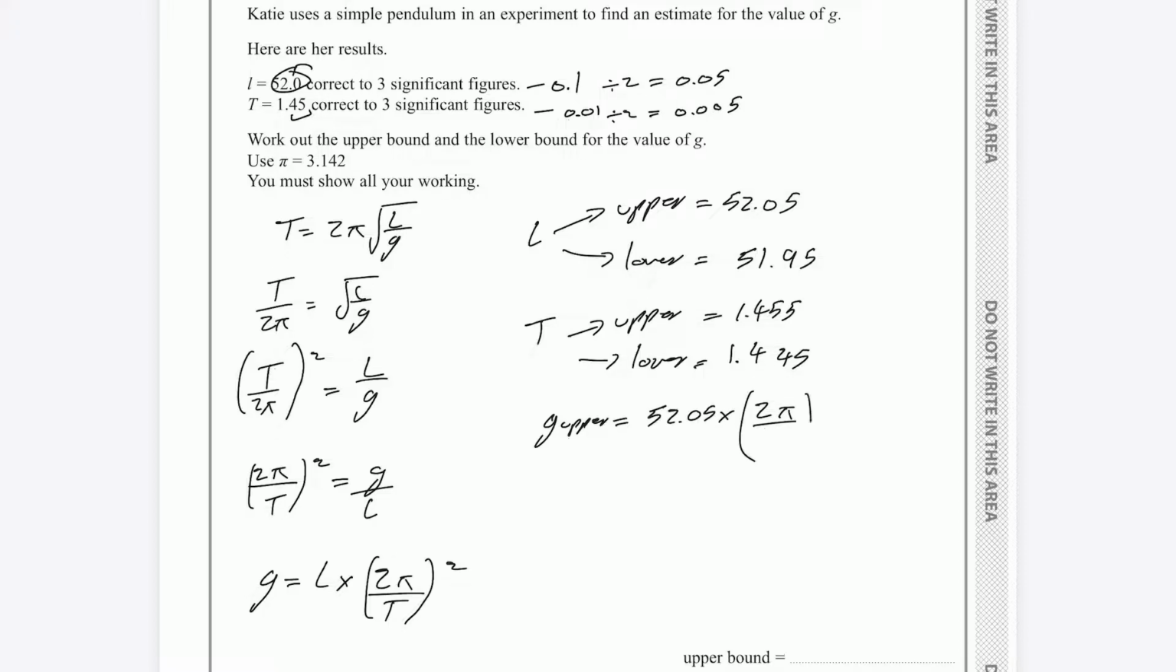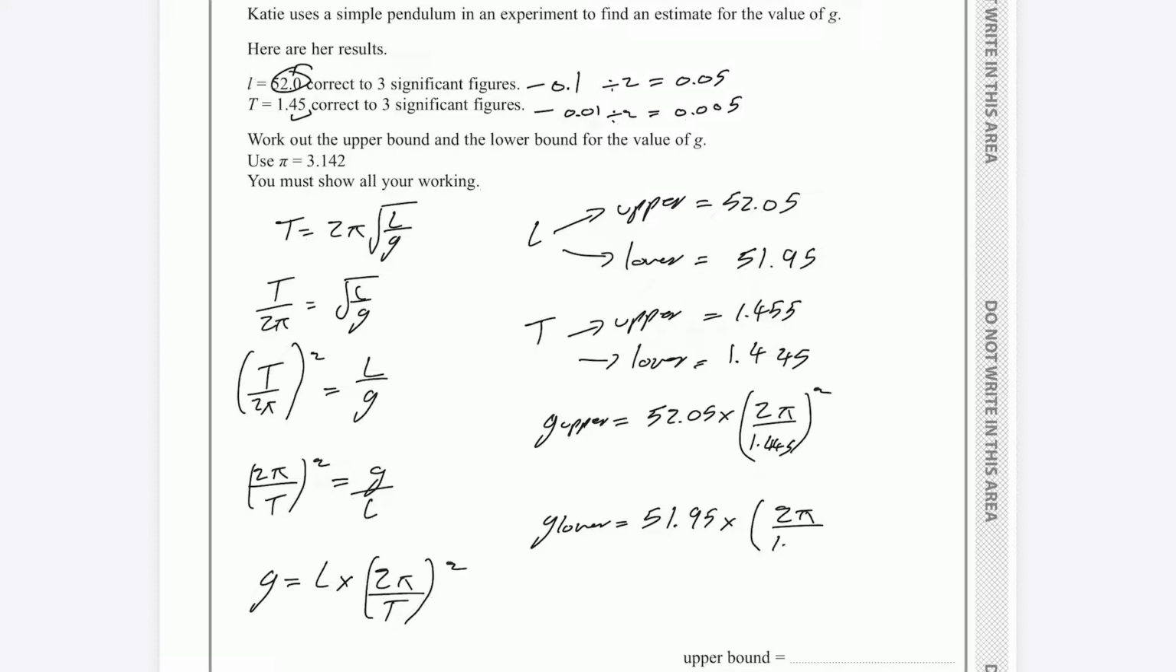and this is where it can get confusing. To work out g upper, we are going to use the upper bound of L, but we're going to use the lower bound of T because that will give us the highest value. So in order to make a fraction big, you make the denominator as small as you can. So in this case, that's going to be 1.445. And then to work out g lower, we are going to do the lower bound of L, but we're going to use now the upper bound of T.